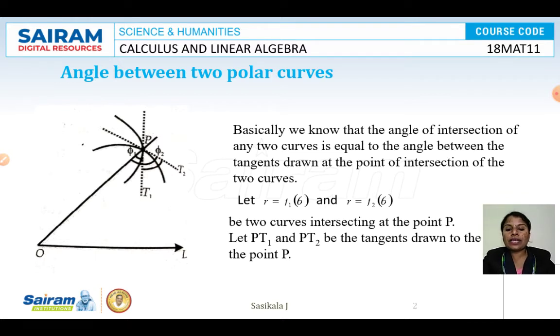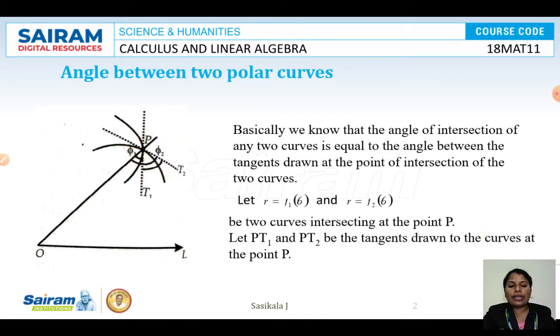Basically, we know that the angle of intersection of any two curves is equal to the angle between the tangents drawn at the point of intersection of the two curves. So we consider r = f1(theta) and r = f2(theta) to be the two curves intersecting at the point P. And let PT1 and PT2 be the tangents drawn at the point P. So that is what we have seen.